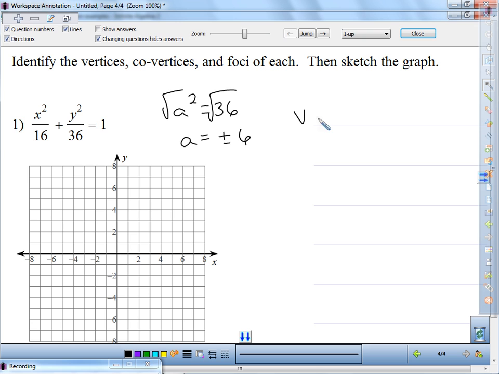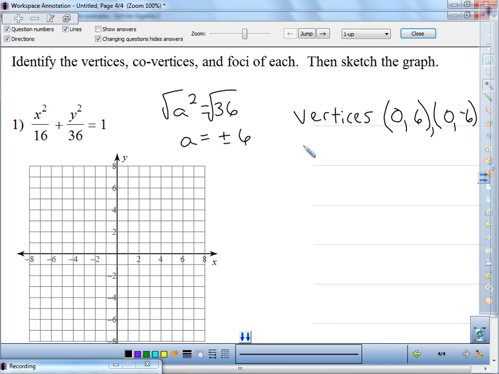Now our vertices. Our vertices are always on the long axis, or the major axis of symmetry. But where is the 36 underneath, the y squared or the x squared? Y. So that tells us that this is going to be on the y-axis. So what we'll have here is (0, 6) and (0, negative 6) for our vertices. And again, that's because the 36, which is our a squared, is underneath the y squared.